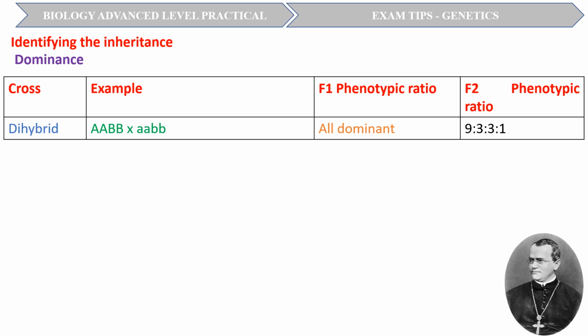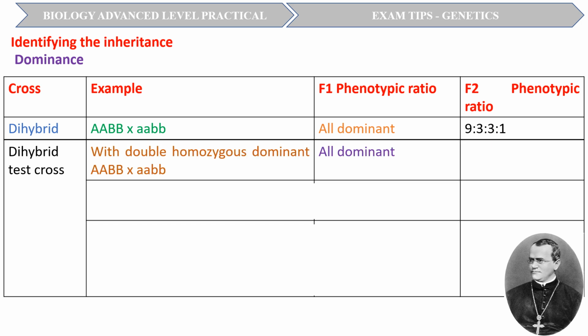In a dihybrid cross with pure breeds, that is, crossing a double homozygous dominant and a double homozygous recessive, the F1 individuals will all show the dominant phenotype. When the F1 are self-crossed, the F2 appear in the ratio of 9:3:3:1. In a dihybrid test cross with dominance, there are 3 possibilities.